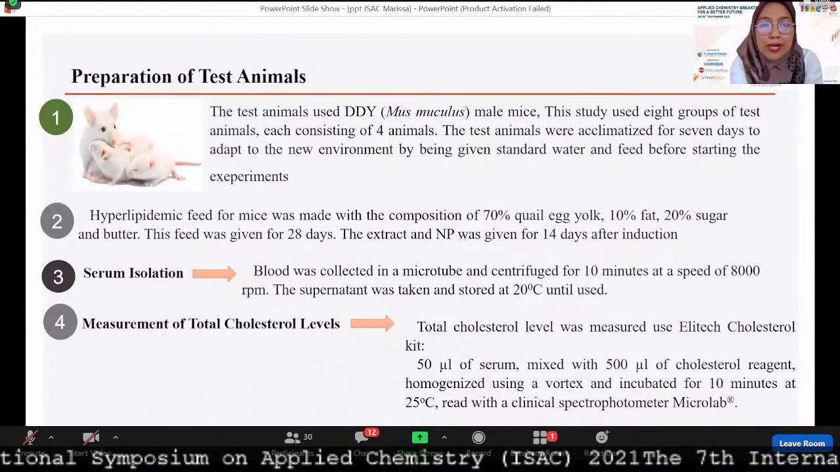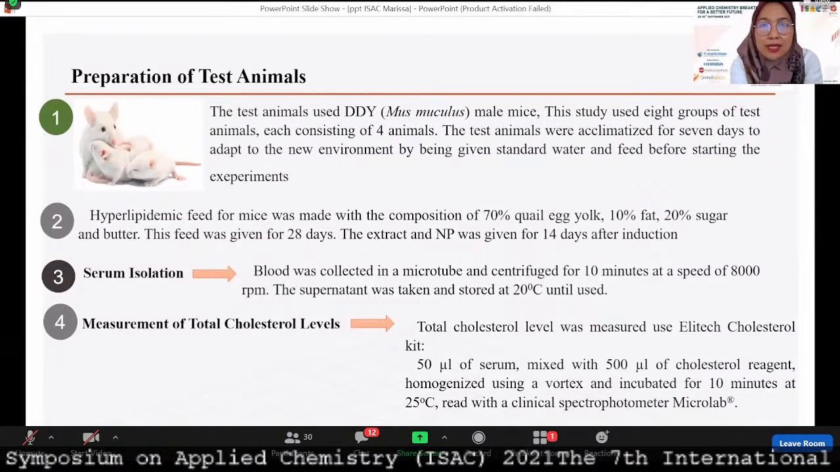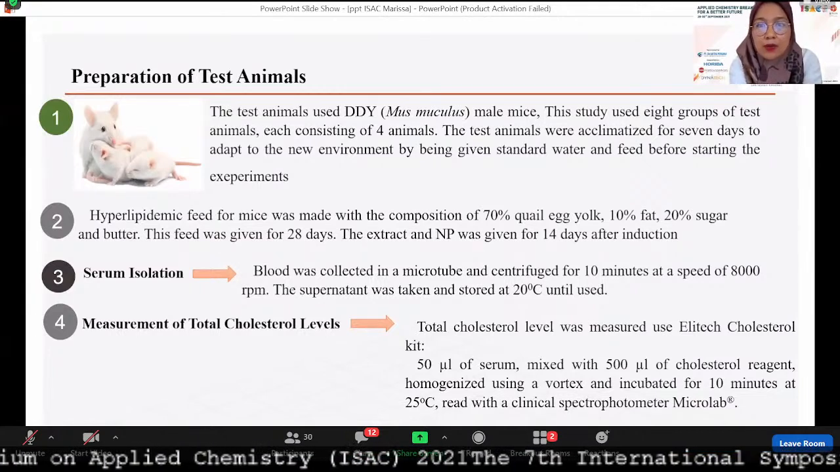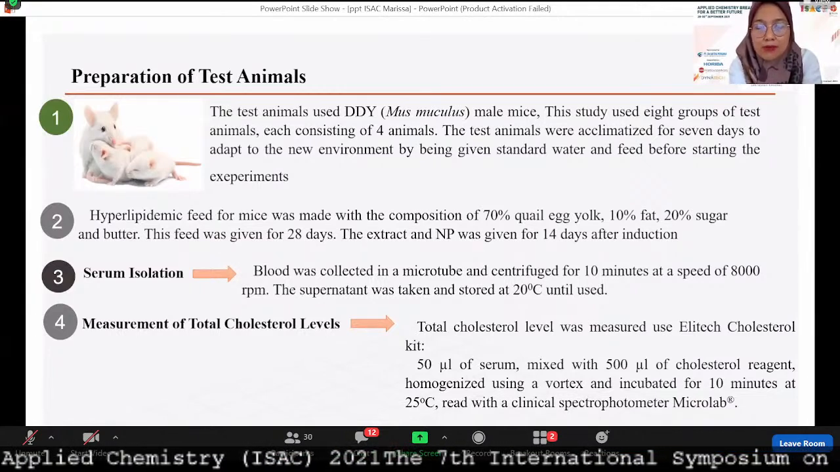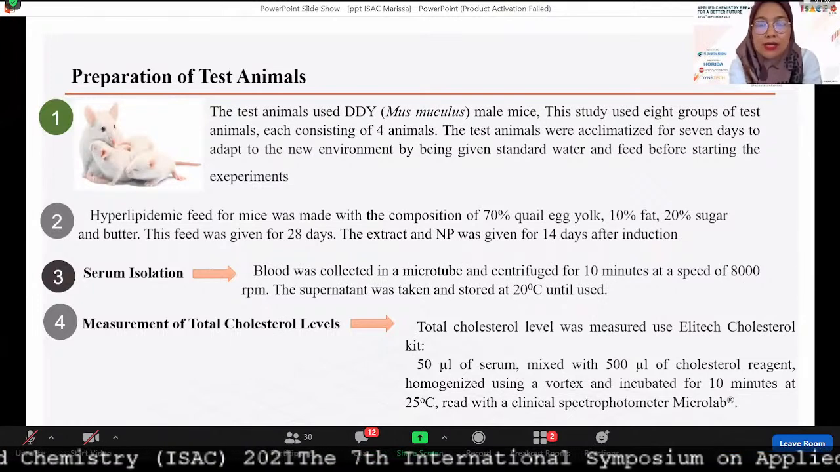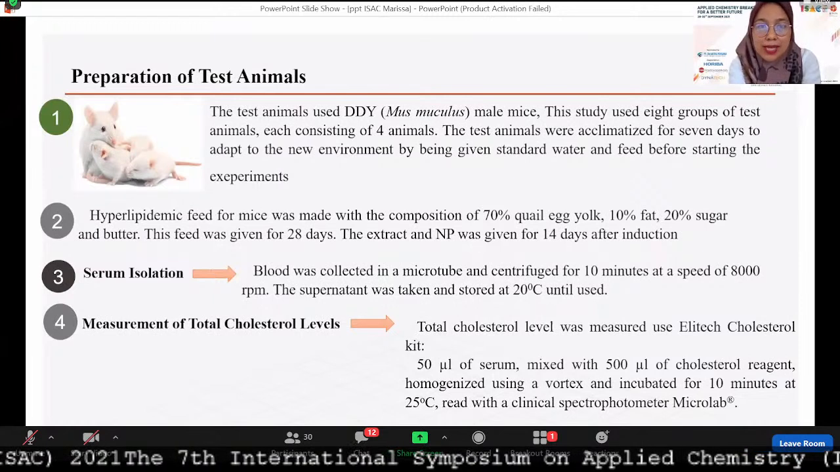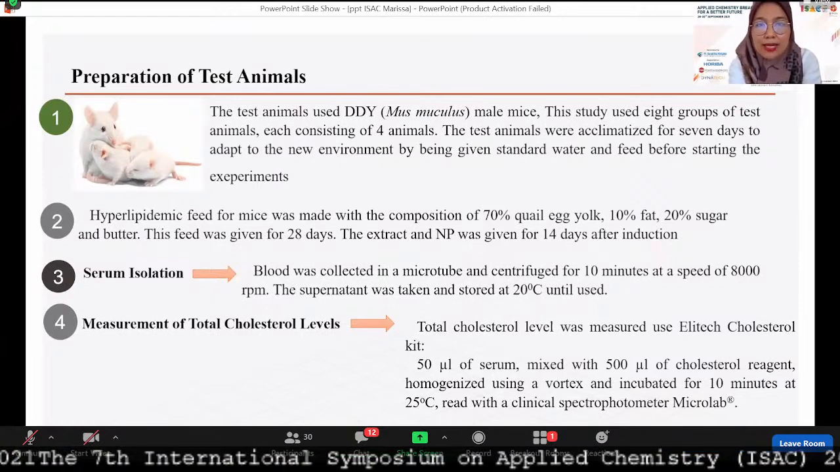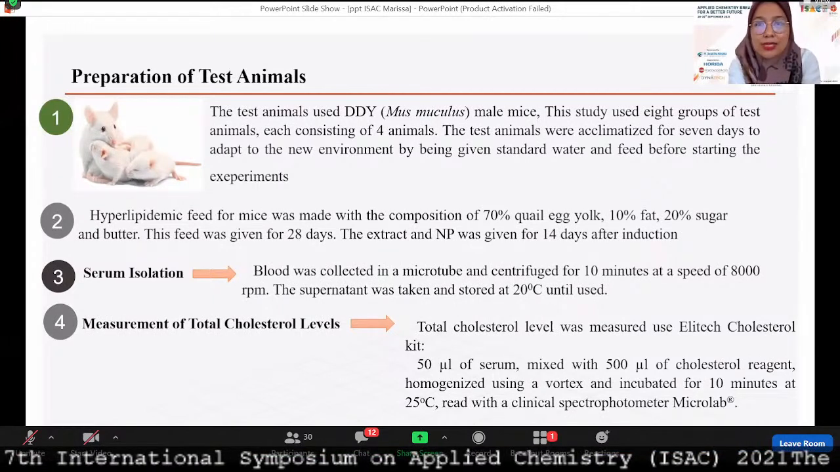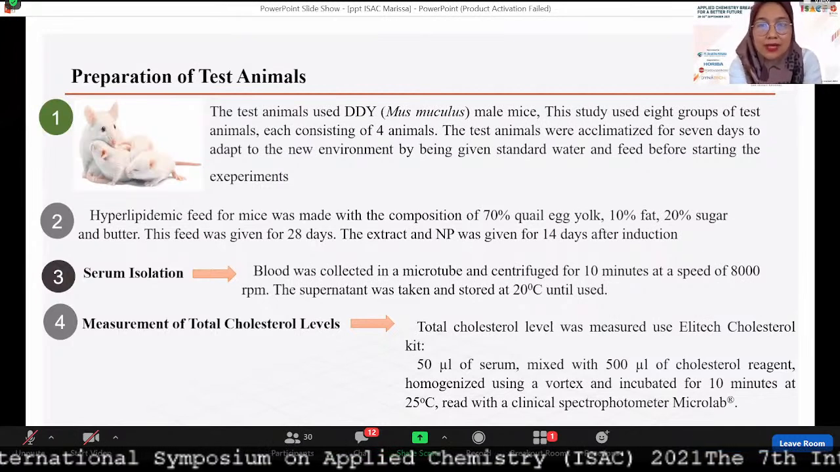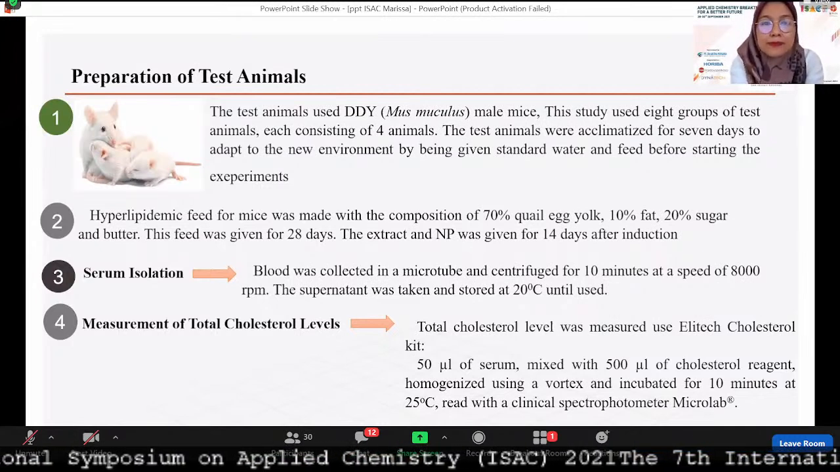Hyperlipidemic feed for mice was made with the composition of 70% quail egg yolk, 10% fat, 20% sugar and butter. This feed was given for 28 days, and the extract and nanoparticle was given for 14 days after induction success.